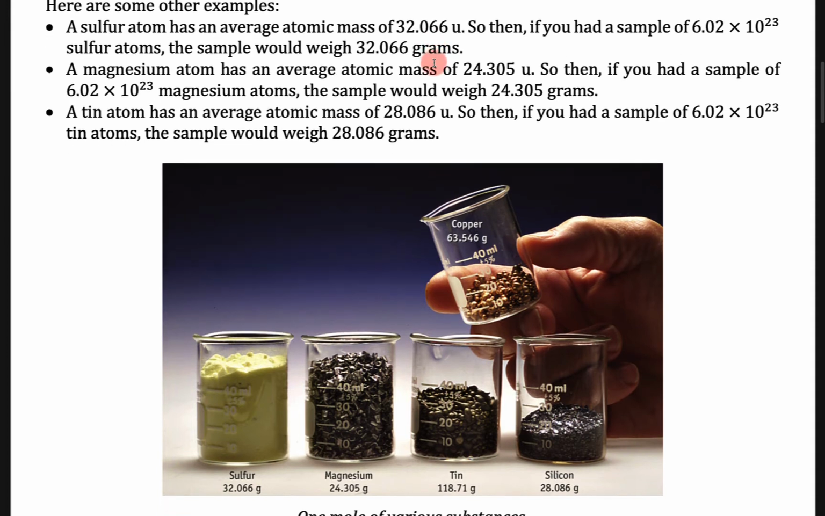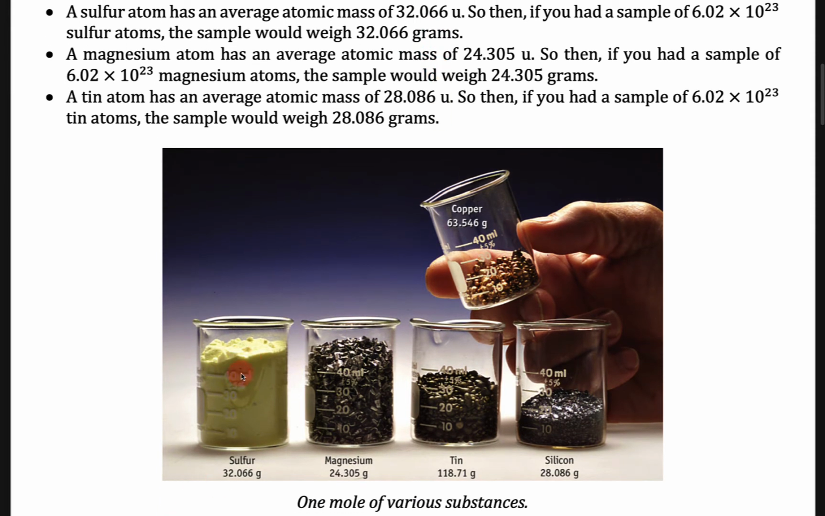Okay, and there is an image provided that actually shows these masses of copper and sulfur. So this beaker has 63.546 grams of copper. That is a mole of copper atoms. There are about 602 hexillion copper atoms in that beaker. This beaker has 32.066 grams of sulfur. That is a mole of sulfur. So that beaker has about 602 hexillion sulfur atoms.